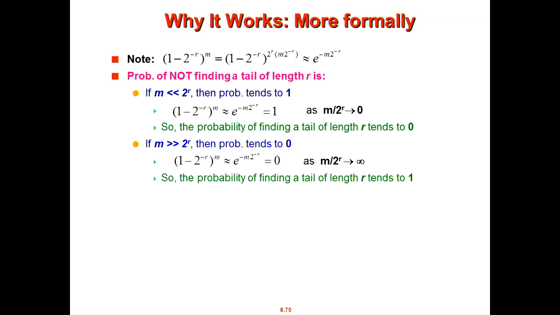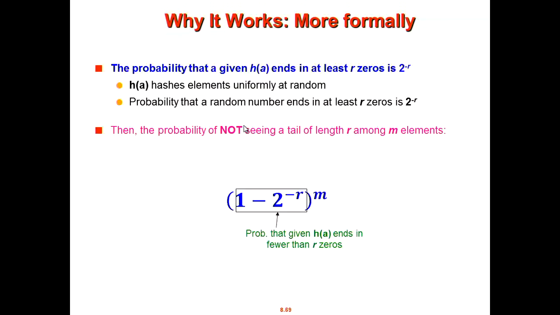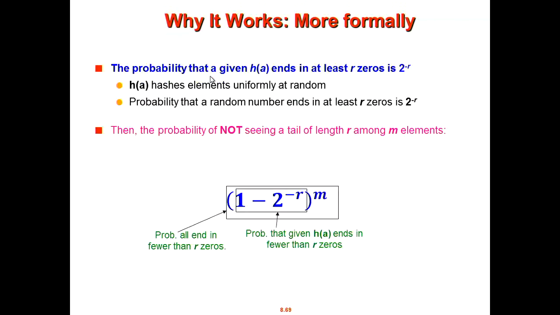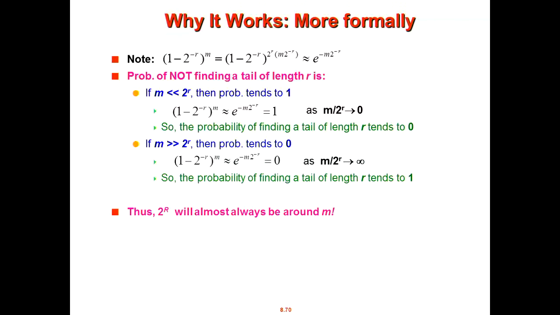But on the contrary, if m is much larger than 2 to the power of R, the probability of not finding a tail tends to be 0. And this is because of this. Based on this equation, this is just a formal analysis of the conclusion before. This is the explanation of why we can use 2 to the power of R to estimate the distinct number m. It's always around this value m.